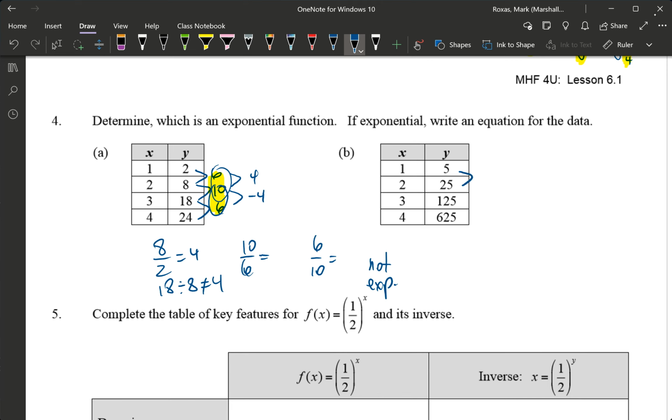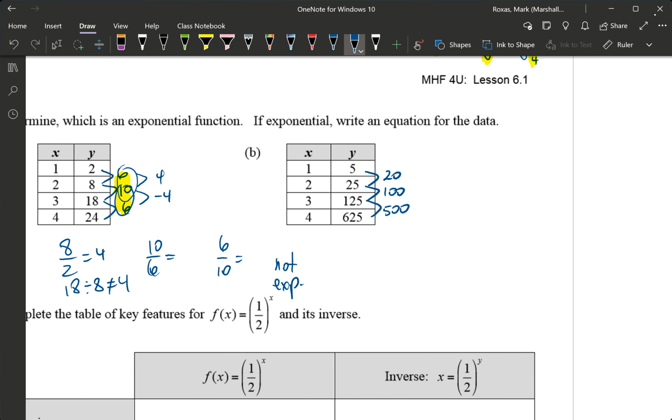Looking at the second table, something a little more obvious. Let's take the first differences first: 25 minus 5 is 20, 125 minus 25 is 100, and then 625 minus 125 is 500. Now we can see that there is a common ratio between these numbers. 100 divided by 20 is 5.